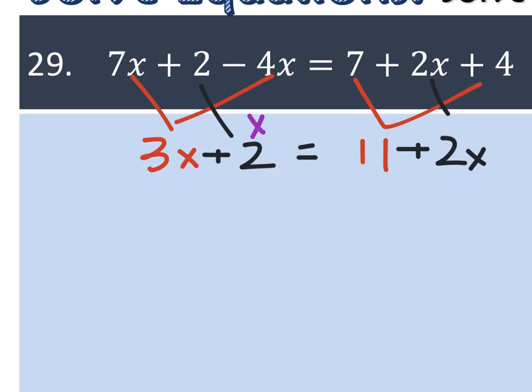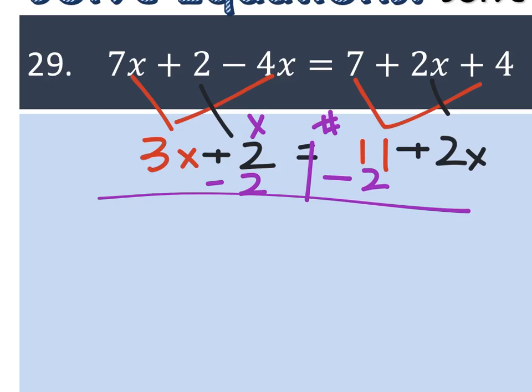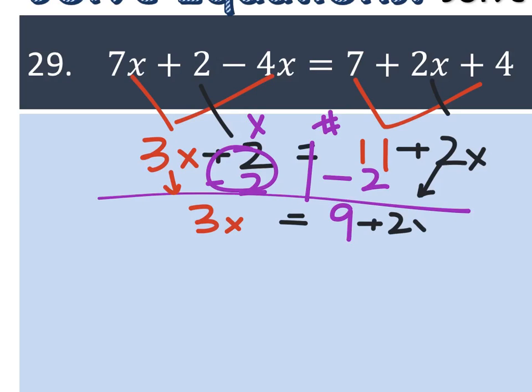Now, like I said, I'm going to put the x's on the left, numbers on the right. Not that you have to. But that plus 2 should have an x term, but it doesn't, so I'm going to have to zero it out. Subtract 2 from both sides. So we'll drop the 3x. 2 minus 2 zeros out, equals 11 minus 2, which is a little 9er. Then we'll drop the positive 2x.